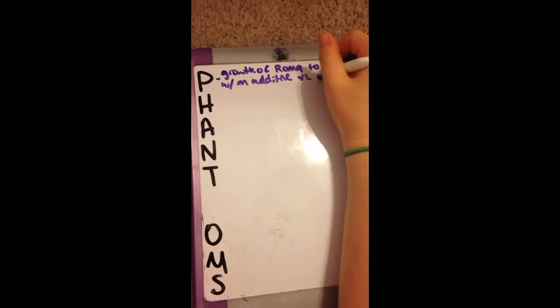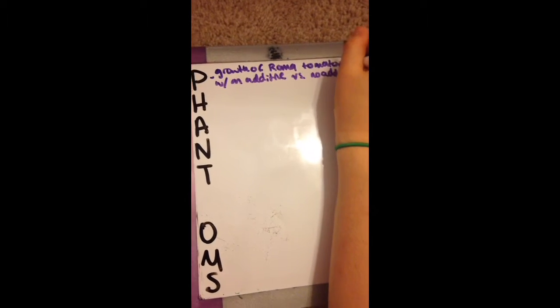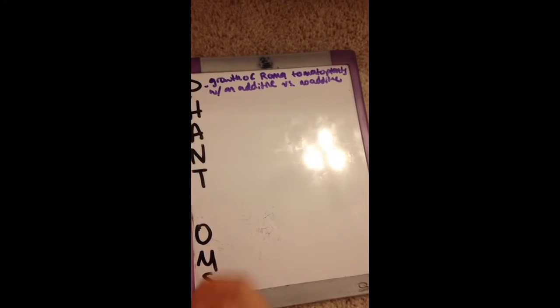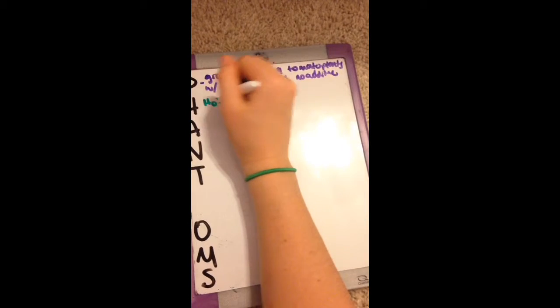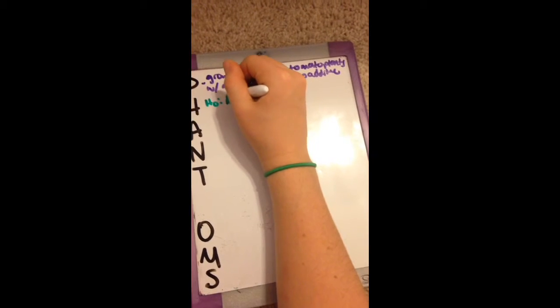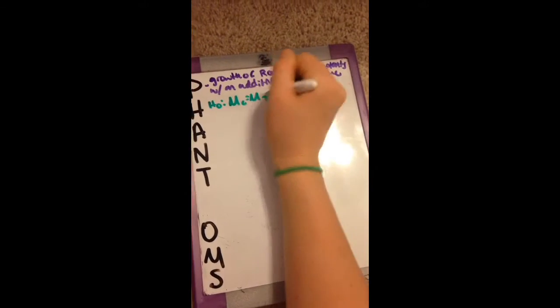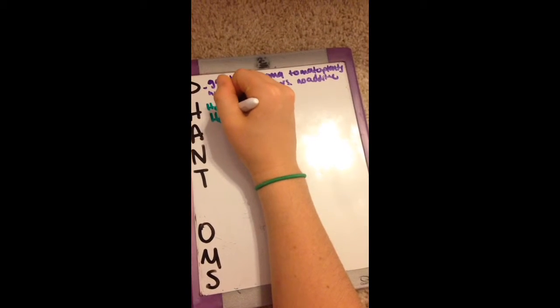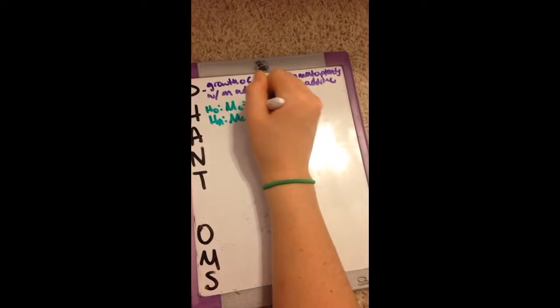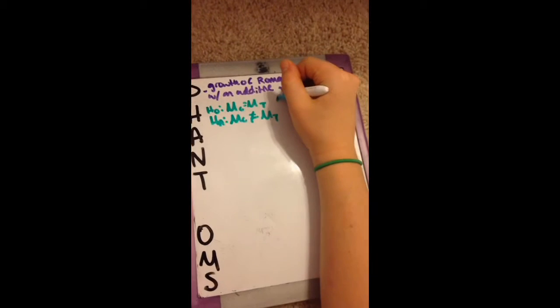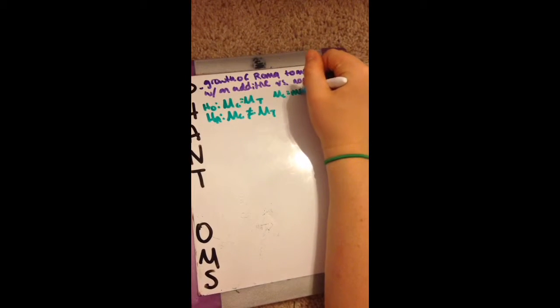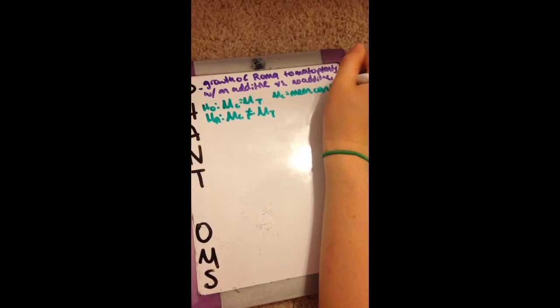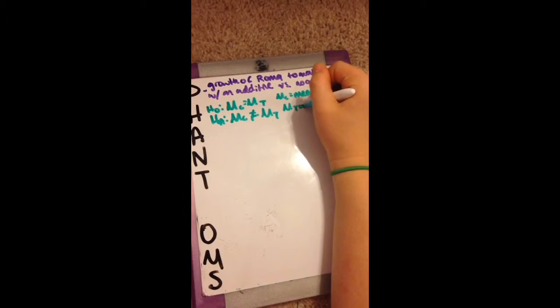versus no additive. Our hypothesis for this problem is the null hypothesis, or the H0, is the mean of the control equals the mean of the treatment. Our alternative hypothesis is the mean of the control does not equal the mean of the treatment. So this means mean control. And this means mean treatment.